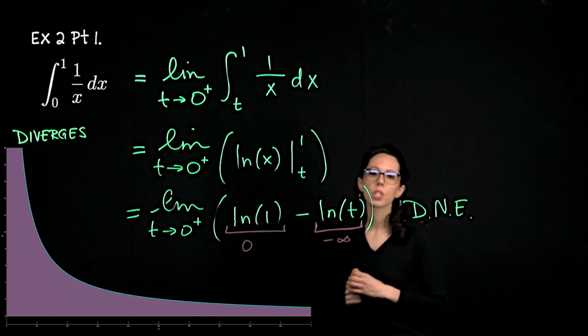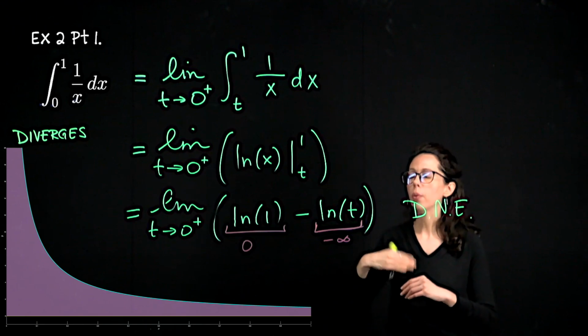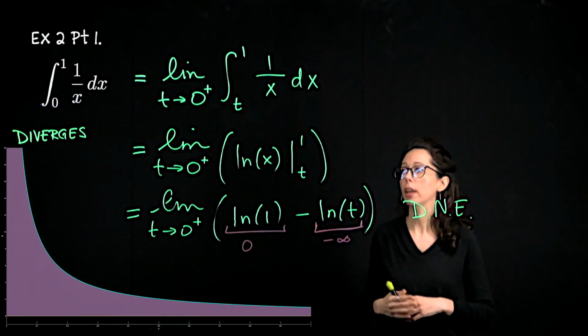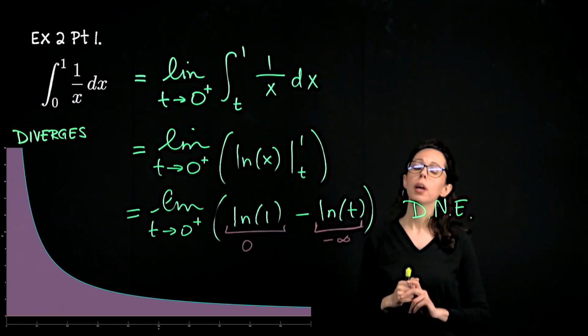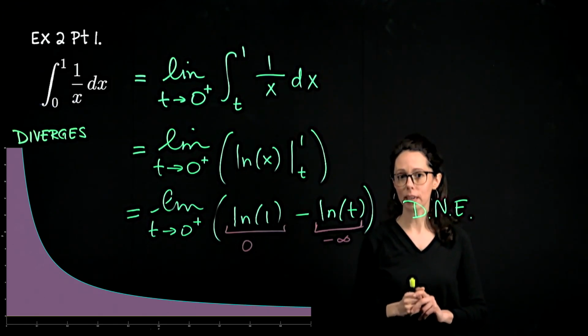So this will be the situation when the power on the denominator is 1. In other words, we're looking at 1 over x to the 1. Now let's look at the same setup, but for 1 over x to the p.